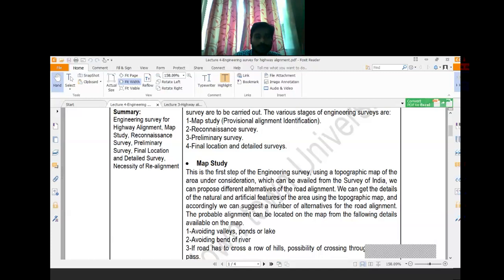Now you have access to Google Maps. You can also do the map study using Google Maps. This is the first step of the engineering survey. In the map study, you first decide the area for your highway alignment, and within that area you decide various alternative routes by carefully examining all the important features which could be accessible from the map.